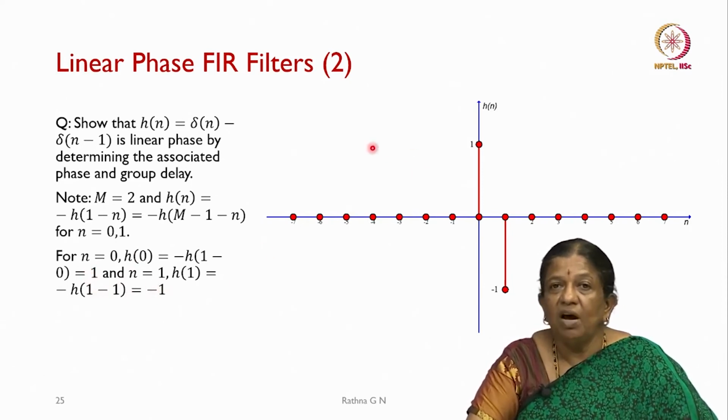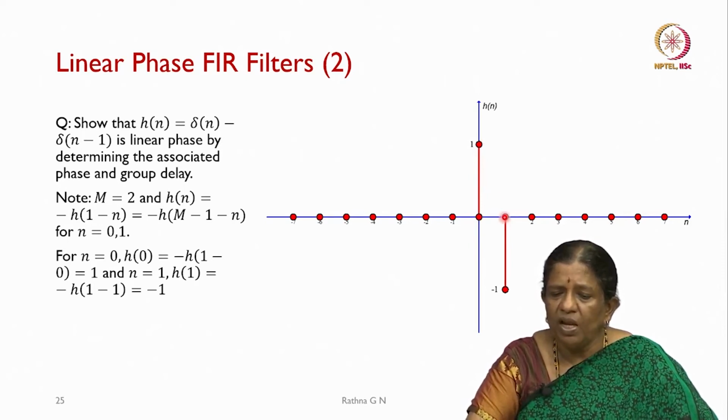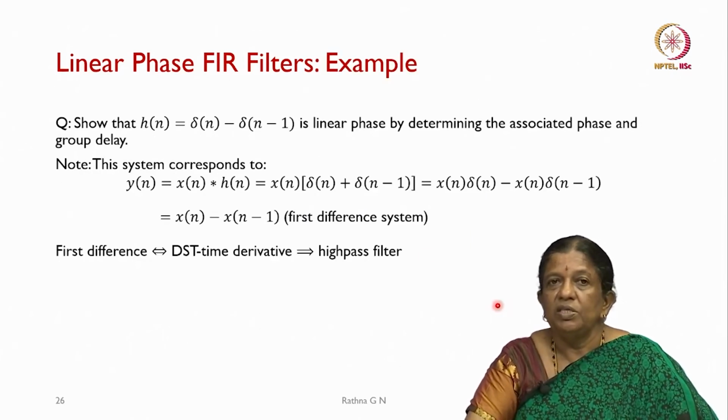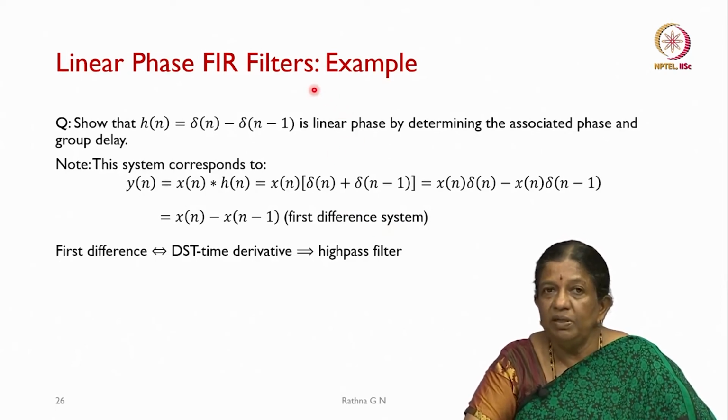So, this is how you will be representing it. With respect to n equal to 0, the impulse response is 1, and when n is equal to 1, its impulse response is minus 1. So, we will see an example of how we are going to show that this has a linear phase.